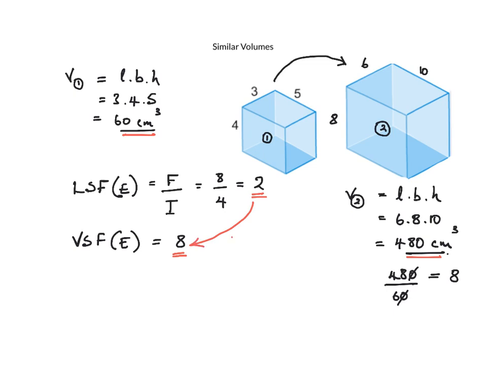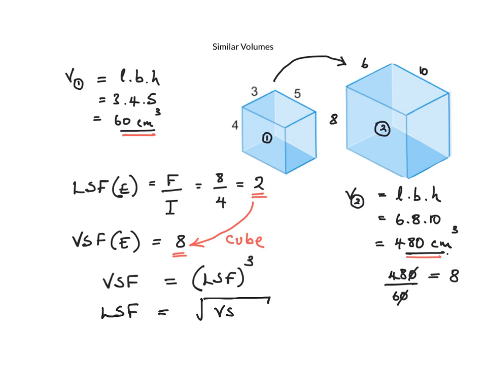Well, the answer is that we cube. Which is to say that the volume scale factor is the length scale factor cubed, and that the length scale factor or linear scale factor is the cube root of the volume scale factor. So we have question example 1.